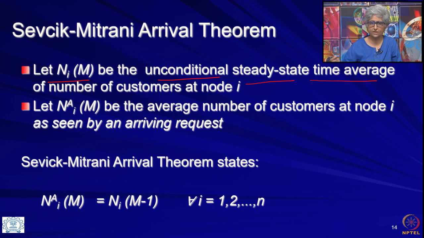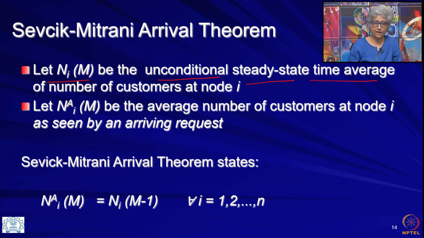Unconditional means it is not at any particular time, it is just over any period of time, and it is a time average, meaning that it takes into account how long a certain number of customers were there in that system. And steady state means warm up effects of the system are ignored. We are looking at the system when it is at a statistical equilibrium. All of these things we have talked about before, so please go back and refer to those.